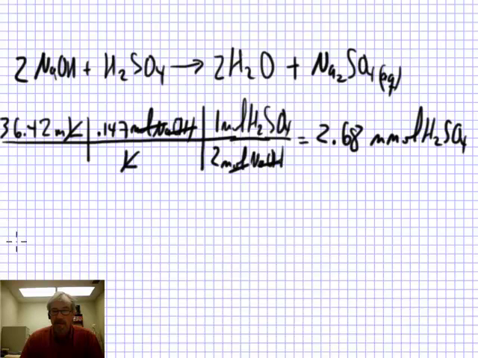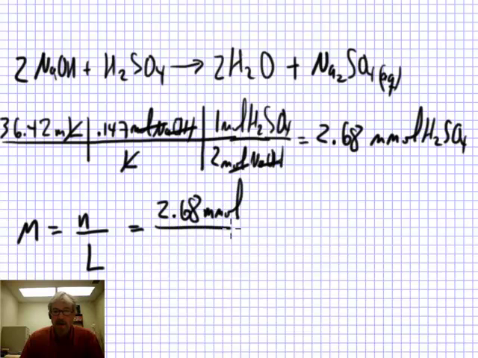So my objective is, what's the concentration? And that's number of moles divided by liters. Well, in this case I have millimoles, so I'll take 2.68 millimoles of H2SO4 and divide by 15.00 milliliters, because that's what his volume was. The milli part cancels out now, and I have moles per liter, which is molarity. To 3 significant figures, my answer is 0.178.